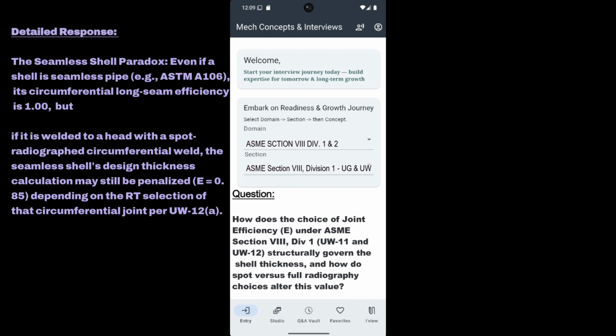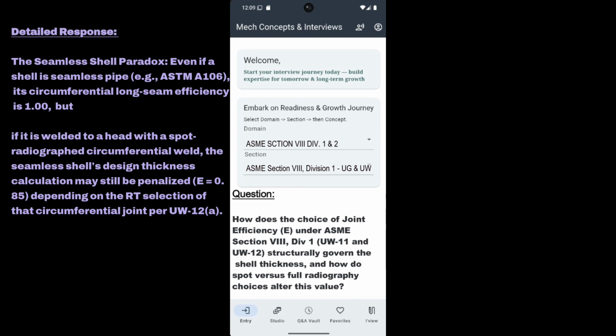Because the pipe itself is manufactured seamlessly with no longitudinal weld, they assume an E of 1.0 across the board. To save on NDE inspection costs, they tell the fabricators to skip spot radiography entirely on the rest of the vessel. Walk me through the legal and structural reality of what we call the seamless shell paradox.